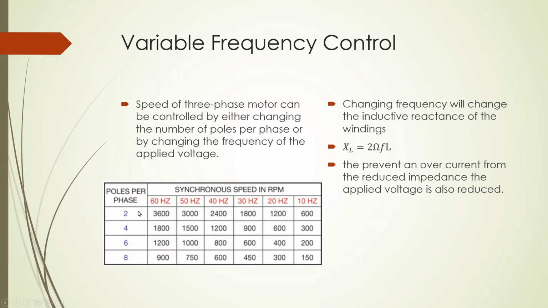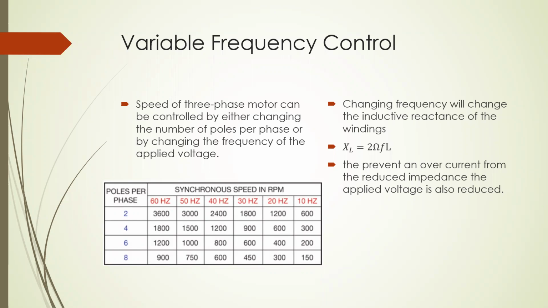Now, it's impractical for us to change the number of poles in a motor on the fly to change its rotating velocity. So what we can change, though, is the frequency of the AC waveform that is being fed to the motor.